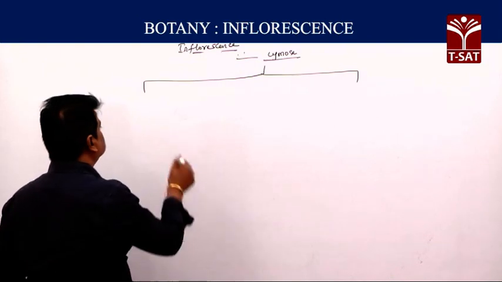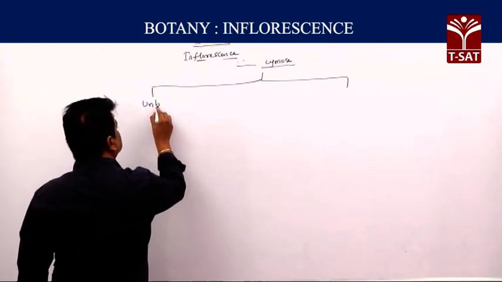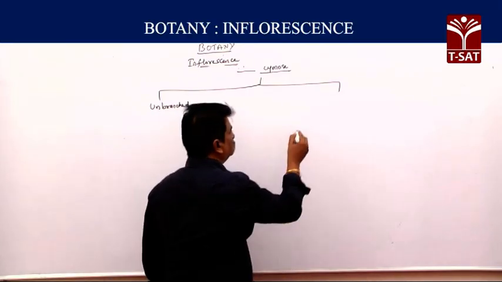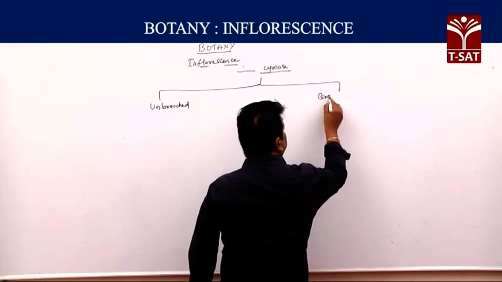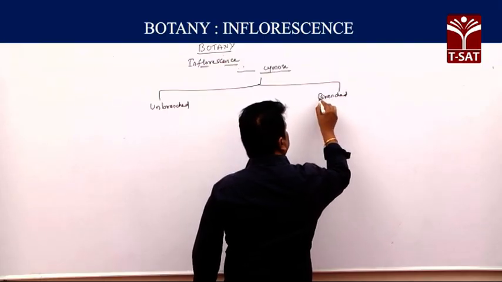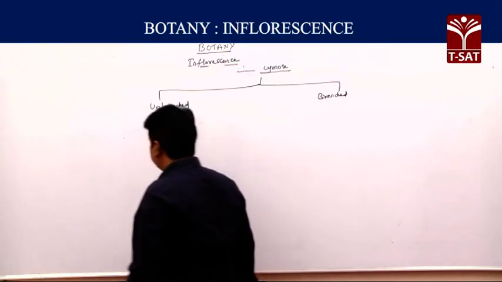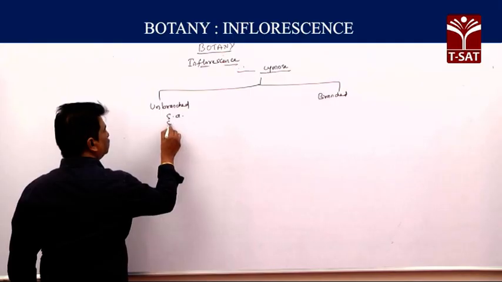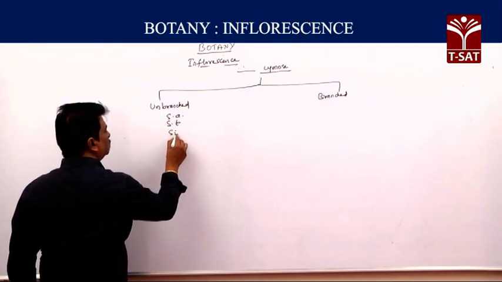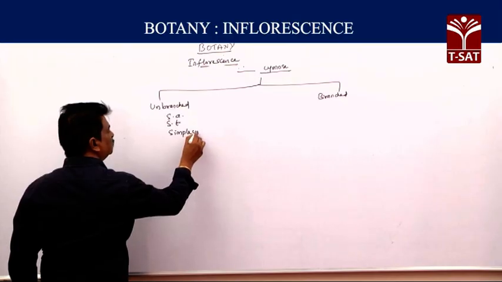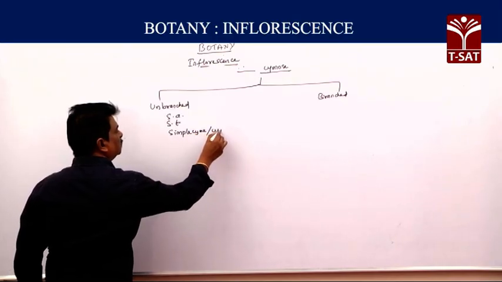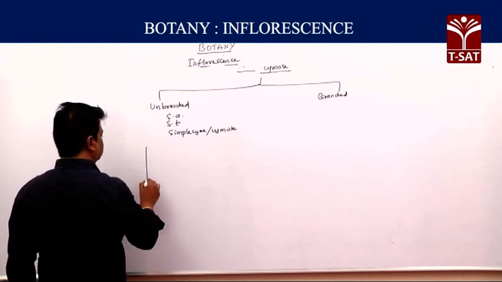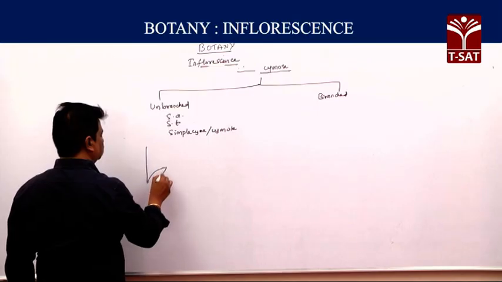One is unbranched cymose and the second one is branched cymose. Unbranched is of three types: solitary axillary, solitary terminal, and the third one simple cyme, also called cymule.